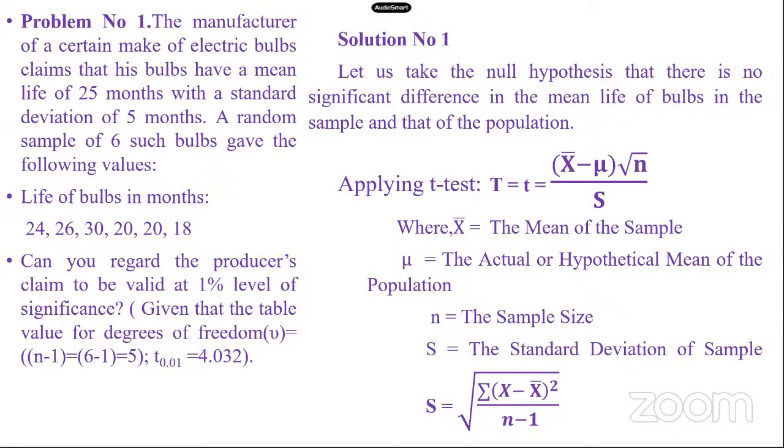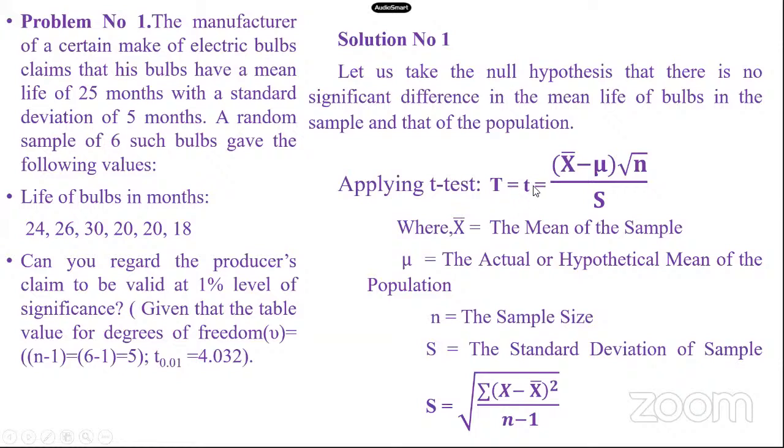लक्षामध्ये there is no significant difference in the mean life of the bulbs in the sample and that of the population. दुसऱ्या सेंटेन्स मध्ये आपण असं स्टेट करू शकता, there is no significant difference between the mean of sample and population. Sample चा mean आणि population चा mean यात काही फरक नाही असं म्हणणे म्हणजेच null hypothesis स्टेट करणे. Now apply t-test. It is one sample test, so apply the formula of one sample test.